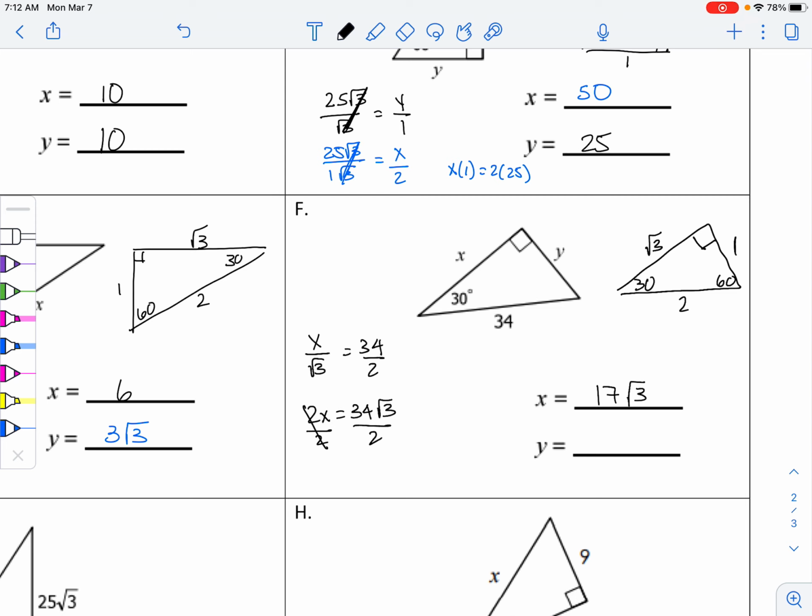Looking at the next problem, if I'm going to try and solve for y, I have my ratio triangles. I'm going to set this up with y over 1 equals 34 over 2. That's awesome. That just becomes a big division problem. So y is going to be 17.